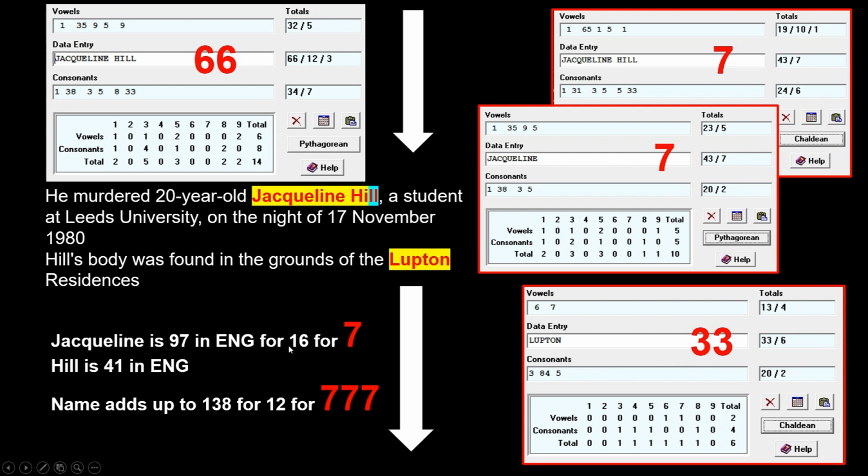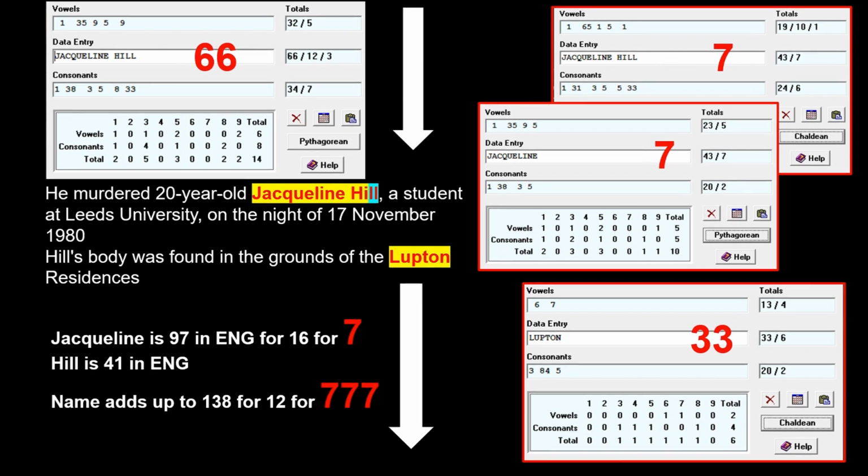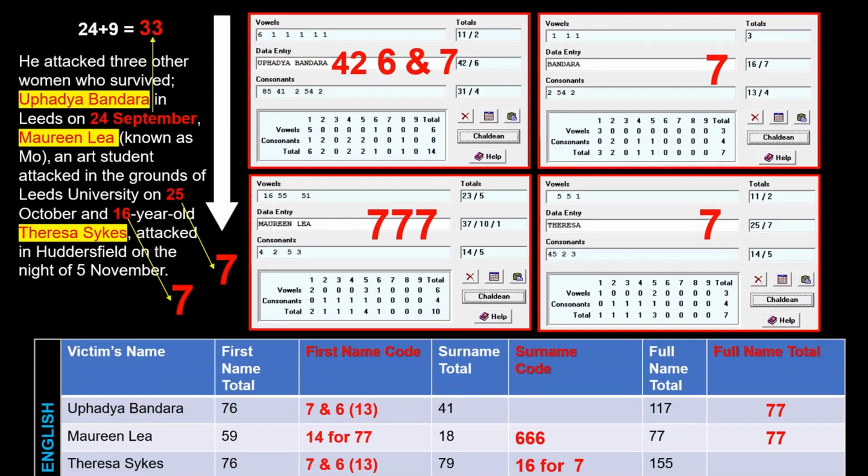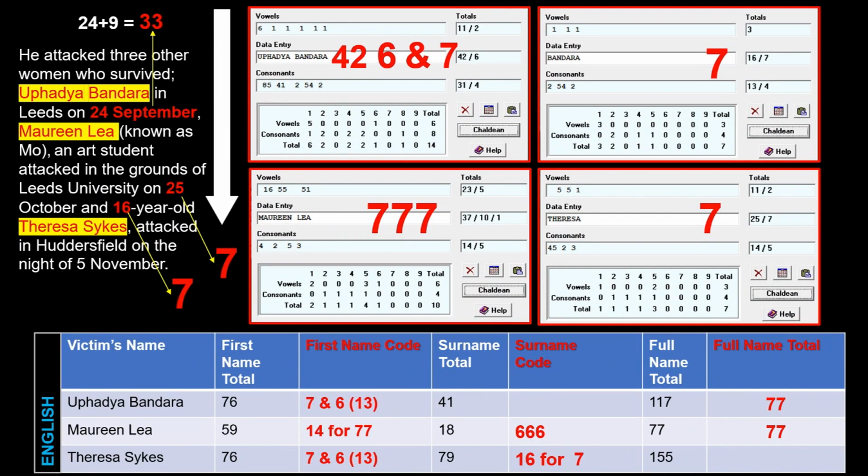Jacqueline is 97 in English, for 16, for a 7. Hill is 41 in English, and the name adds up to 138, for a 12. Reverse that for 21, for 3 sevens, for 777. Code, code, code.